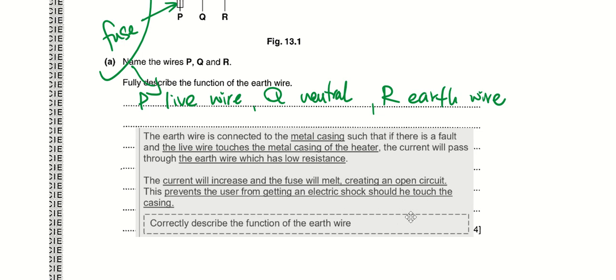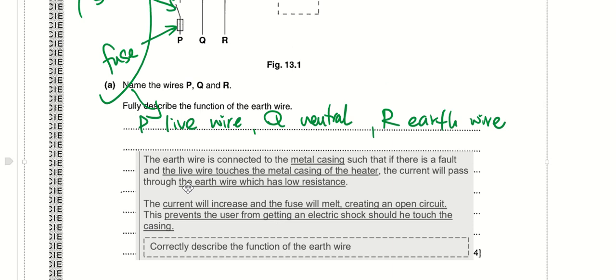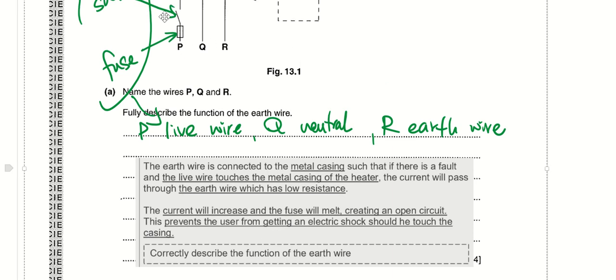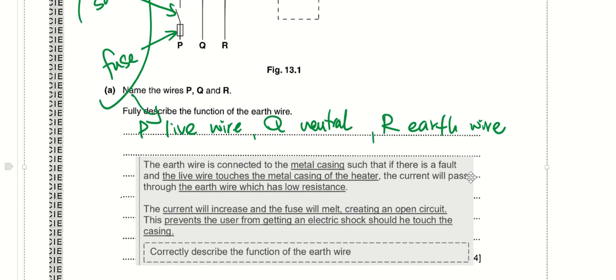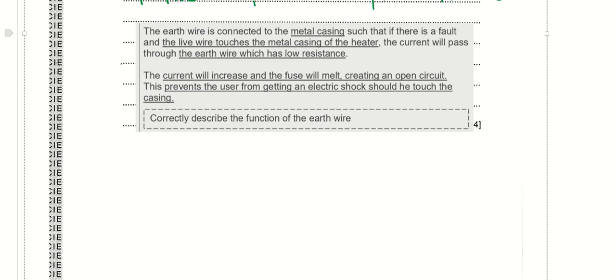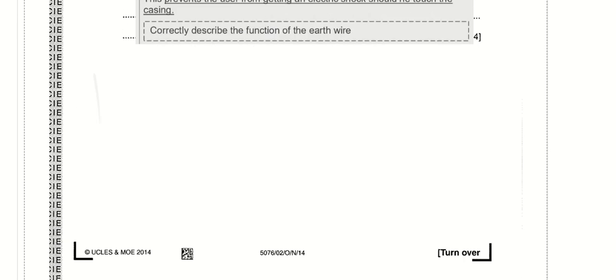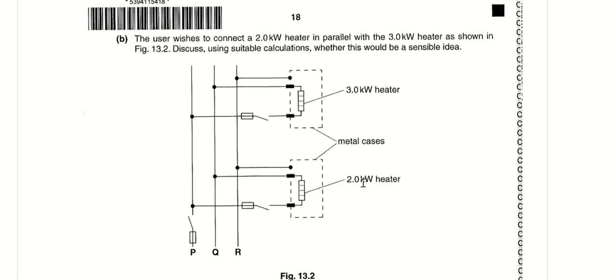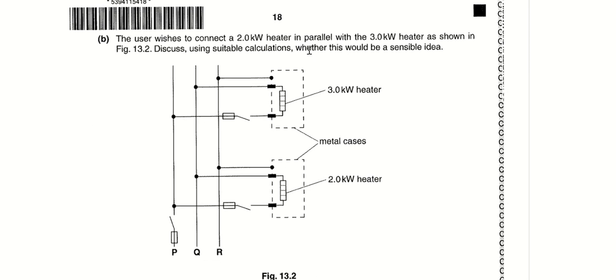So besides just directing current into earth, you must also talk about the implication on the fuse, because there will now be more current flowing. So the fuse will melt and therefore it will create an open circuit, right? Okay, so the user wishes to connect a 2 kilowatt heater in parallel. Discuss using suitable calculations whether this will be a sensible idea.